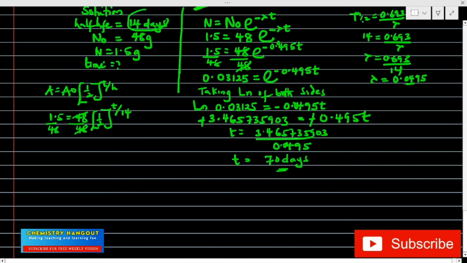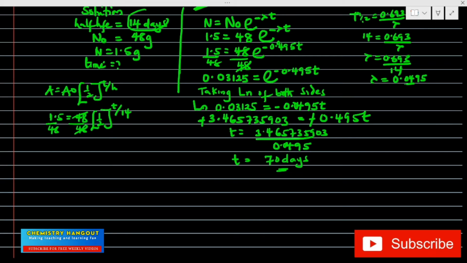So this cancels this. So 1.5 divided by 48 is going to give us 0.03125, right? Is equal to half to the power T over H. This one is short. I can see you are not seeing the exponential here again. Can you see? So here now, what do we do? I will take log of both sides. If you are using this, you are taking log of both sides. If you are using this, you are taking ln because of the exponential. But the exponential is not here now.